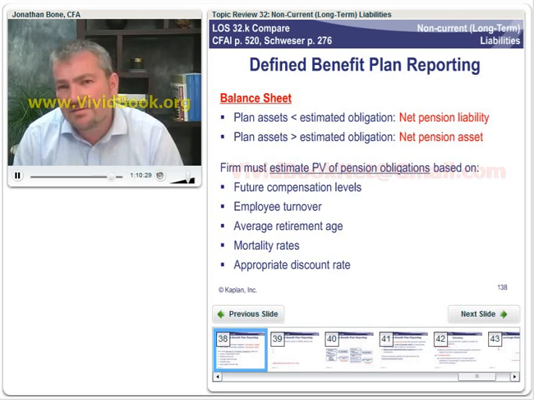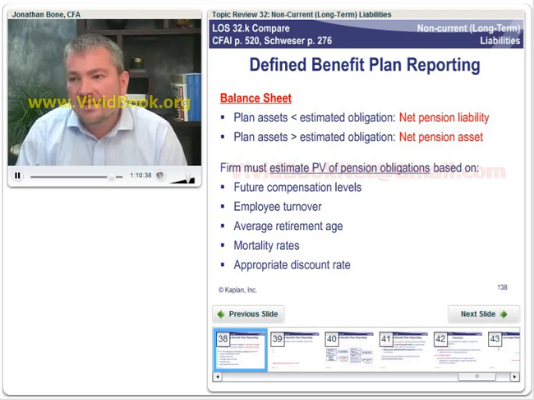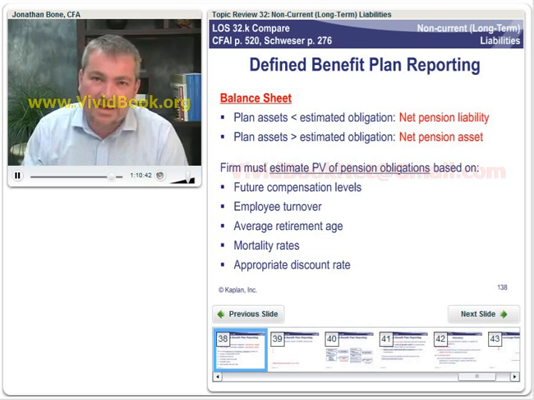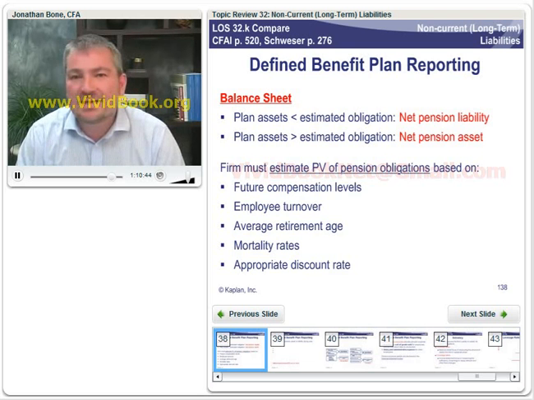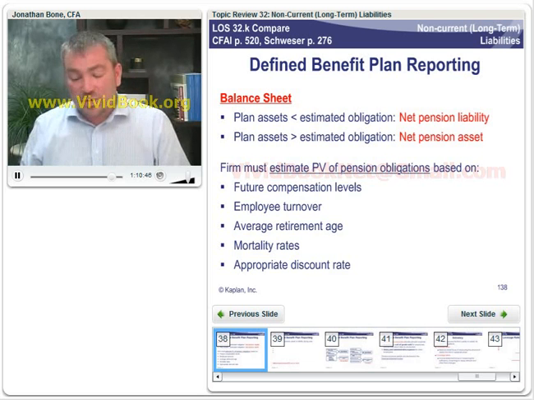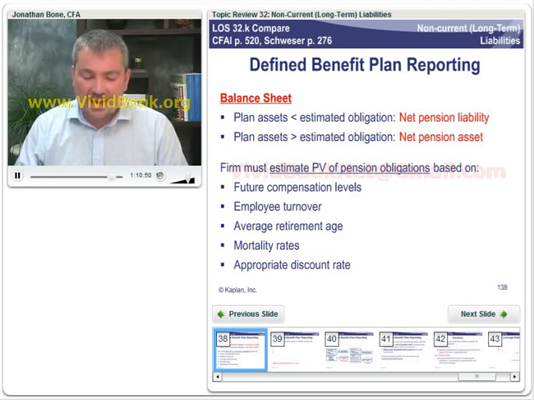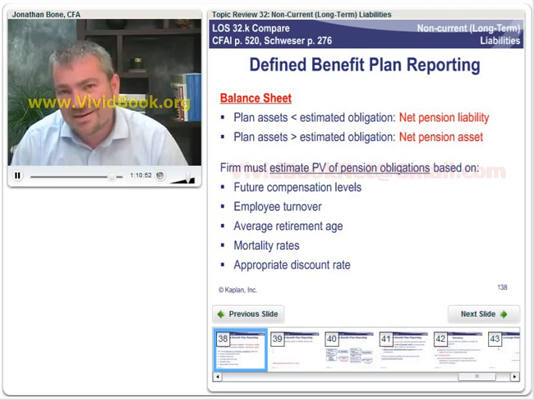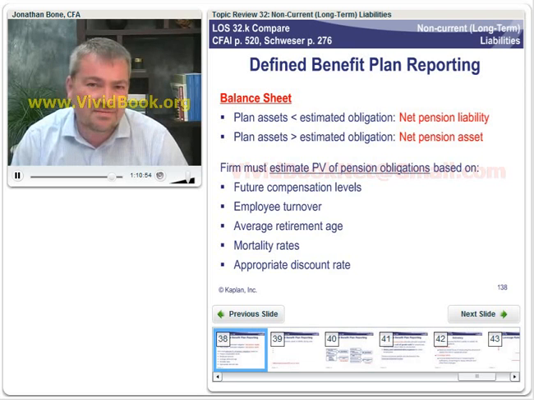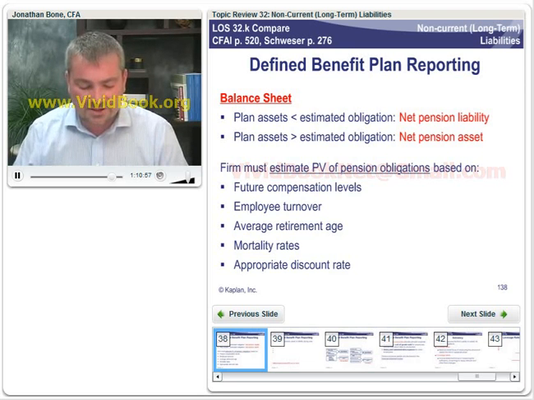So remember, the defined benefit, the payments you receive on retirement, are typically linked to how many years you've worked and your final salary. We can then estimate those future cash flow payments, discount them back to today's date to get the estimated obligation. It's called a PBO under US GAAP, the projected benefit obligation, and a PVDBO under IFRS, the present value of the defined benefit obligation.